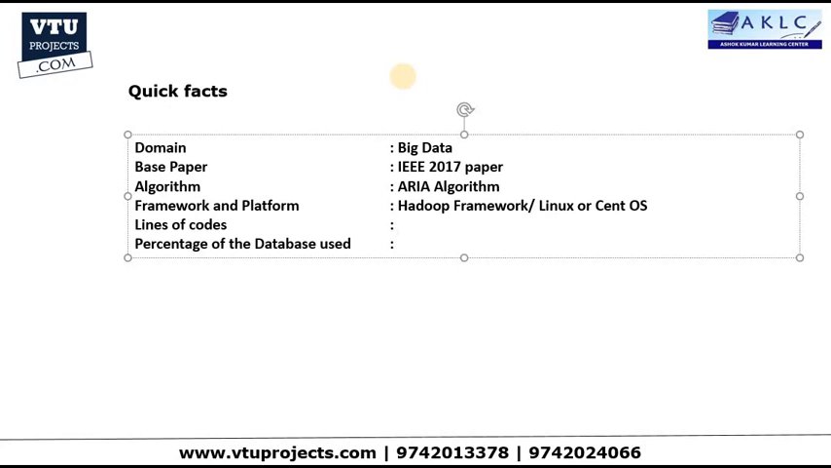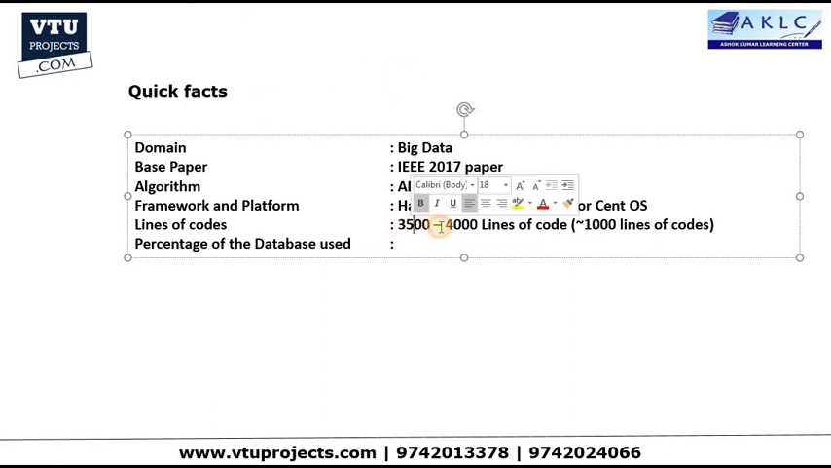The estimated number of lines of code in this particular project will be around 3,500 to 4,000. On average, your university might expect students to write somewhere around 1,000 lines of code. You can check with any other institute's project or with your senior project. On average a university will expect 1,000 lines of code, but this project alone will contain around 3,000 to 4,000 lines of code.